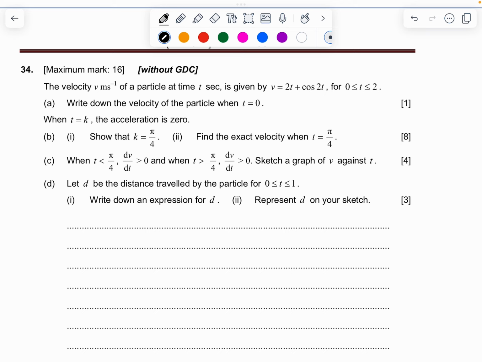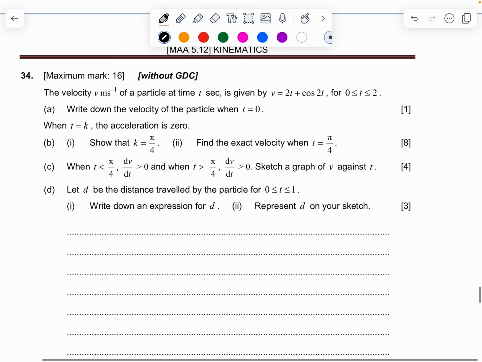Question number 34. The velocity v meters per second of a particle at t seconds is given. Write down the velocity of the particle at t equals to 0. Just plug in t equals to 0. So what do you get out? 2 times 0 plus cos 0, which is going to be 1.